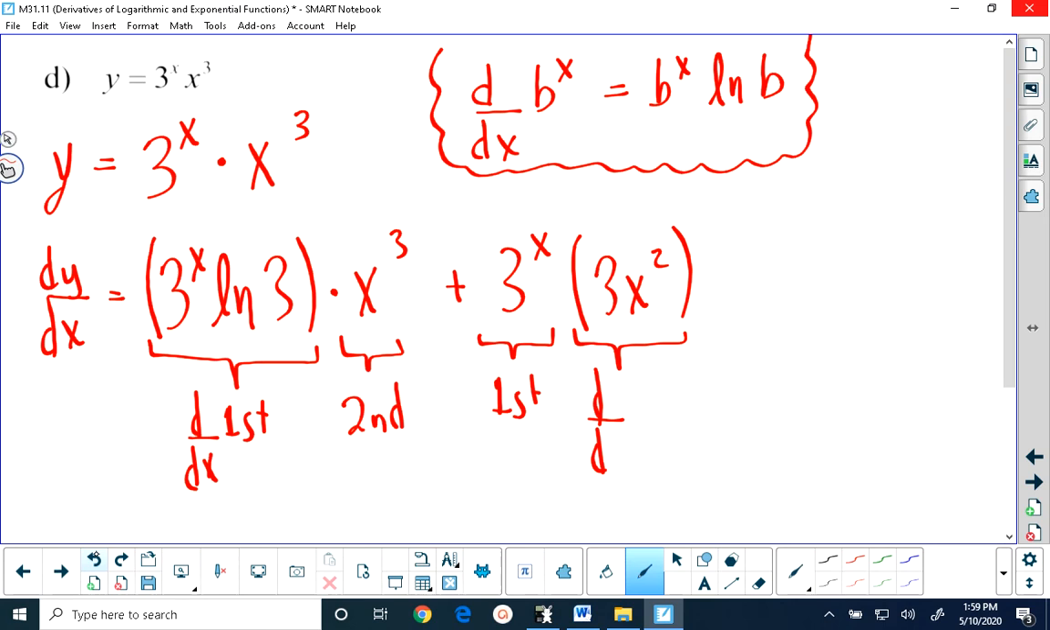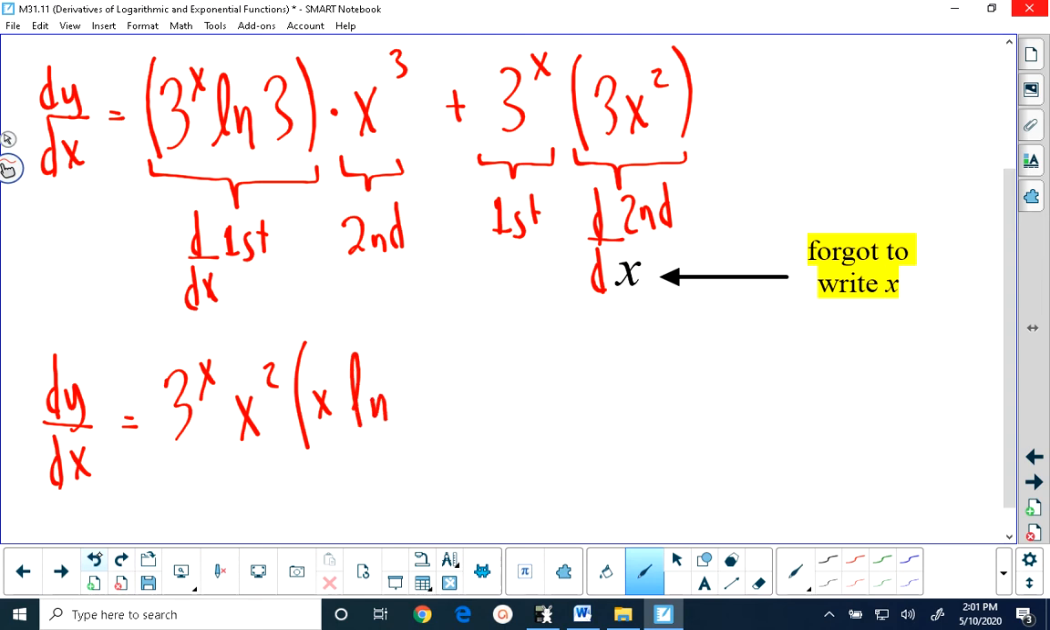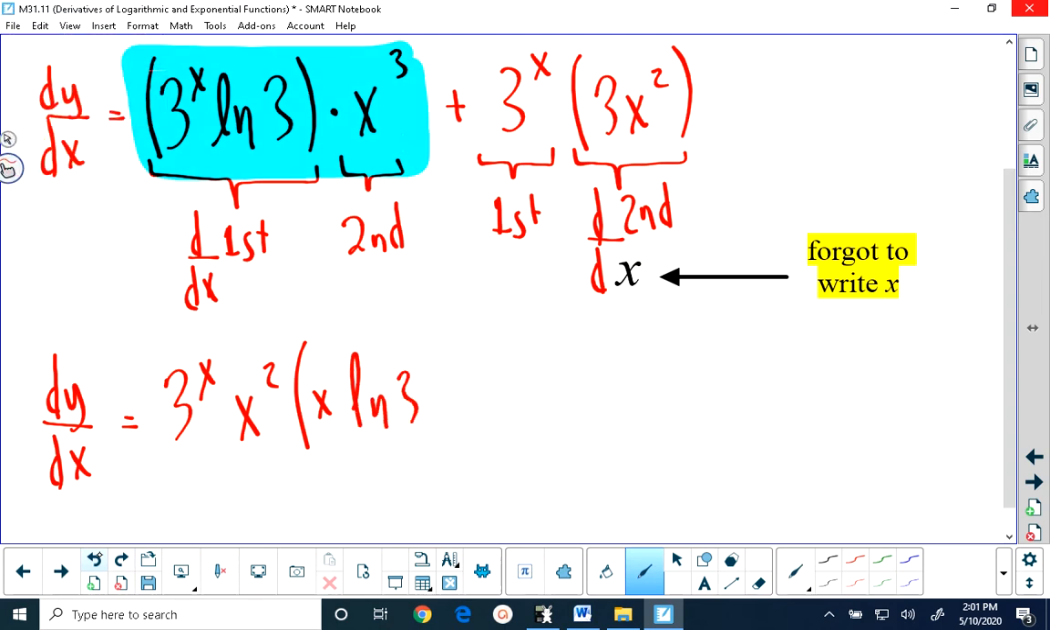And that's the derivative of the second. What does that leave me with for dy/dx? I'm going to factor out the common factor of 3^x and the common factor of x^2. Out of the first term, I am going to have an x left and a ln 3. Out of the second term, I'm taking a 3^x out and I'm taking an x^2 out. All that leaves me with is the 3. And that's the answer to D.